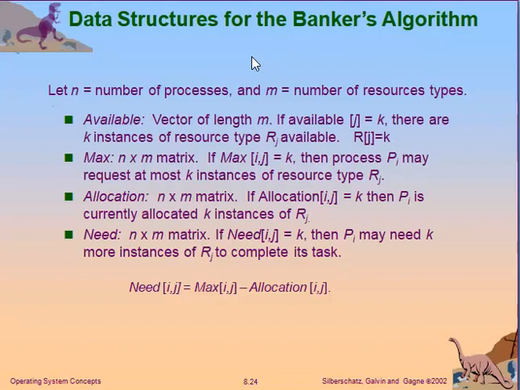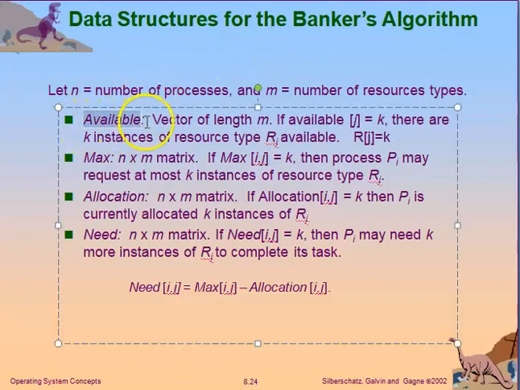So that is the maximum need of the system. So there is an available vector. Available vector represents what all resources are available in the system. Then there is a matrix, maximum. Maximum will tell you which process requires how many resources of each type and what is the maximum requirement that the process is going to have.